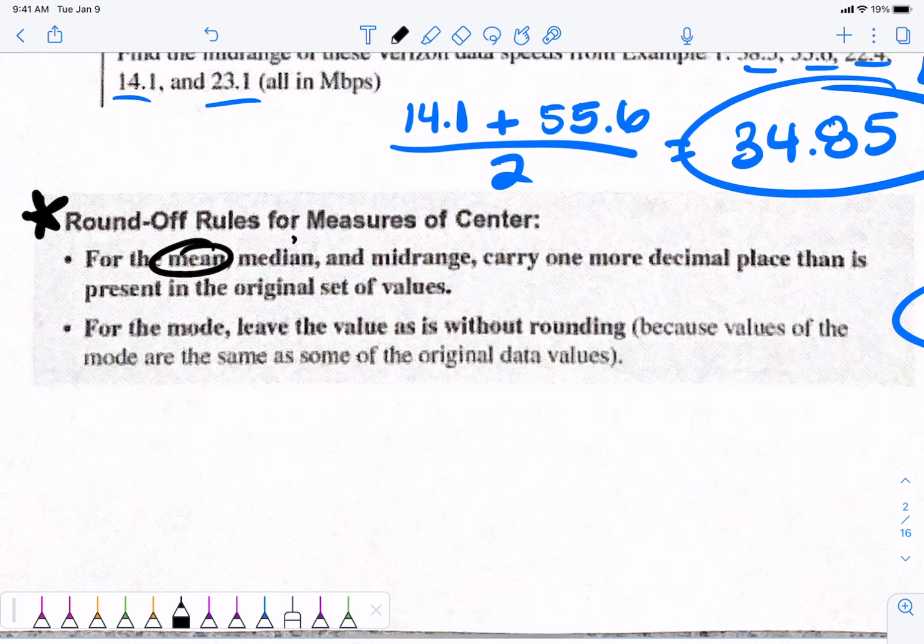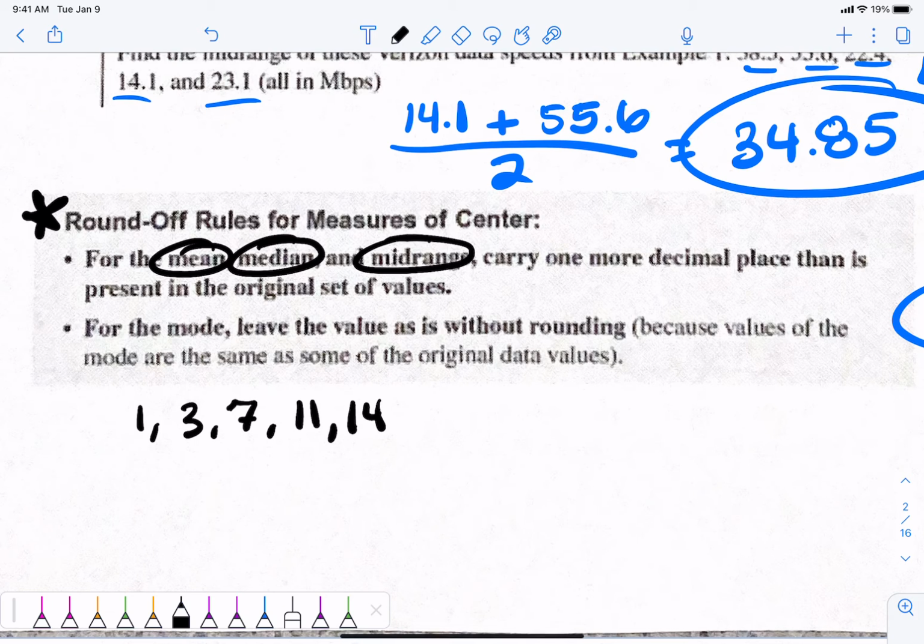For the mean, the median, and the mid-range, anytime you're doing any calculations, you do one more decimal place than they all have already. So if we have whole numbers like 1 and 3 and 7 and 11 and 14, and we're trying to find the average, we would round to one decimal place, right? That's how we would round if we have just whole numbers, okay?